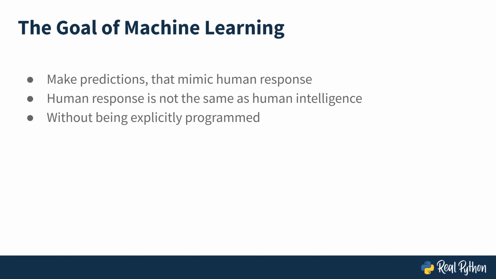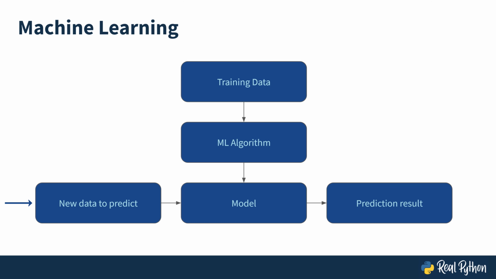So we could say that the goal of machine learning is to train a model that will make predictions to mimic human response without being explicitly programmed. Here's a diagram that explains the process. First, you start off with the training data, again the examples. Then the machine learning algorithm trains the model based on the training data. After that, you use the model to make new predictions based on data that was not used during the training process. This is important. The model should be able to make accurate predictions on data it has not seen.